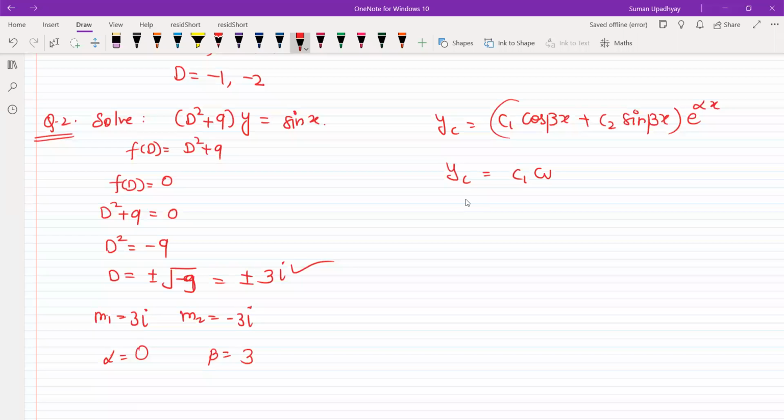So c1 cos 3x plus c2 sin 3x into e raised to 0x. Anything raised to 0 is how much? 1. The final answer is this. Okay.